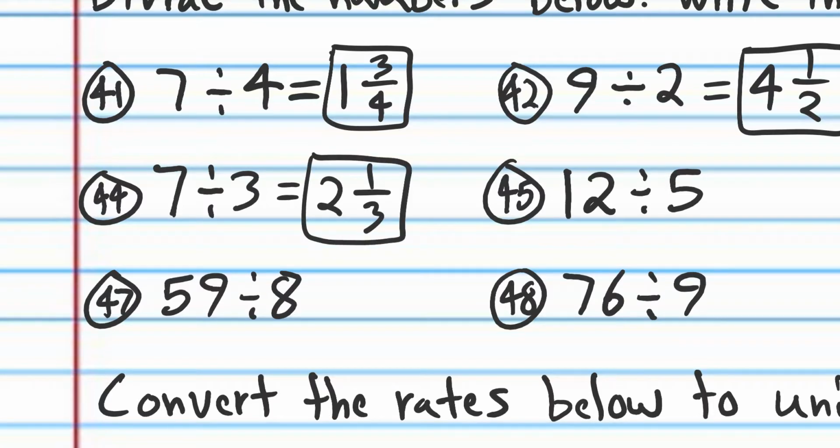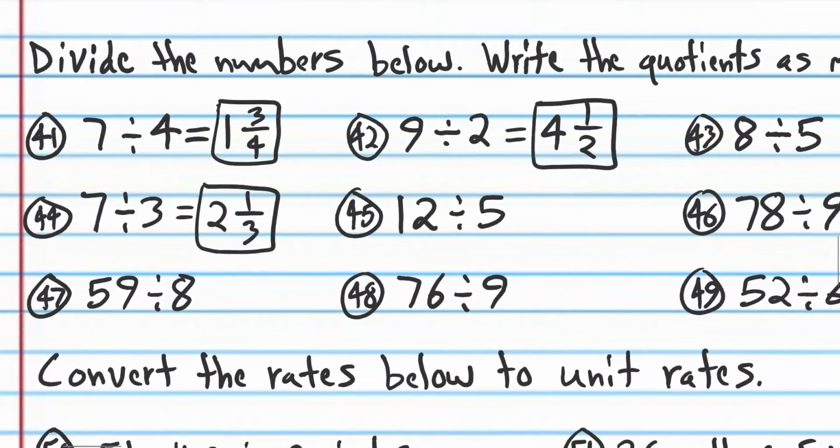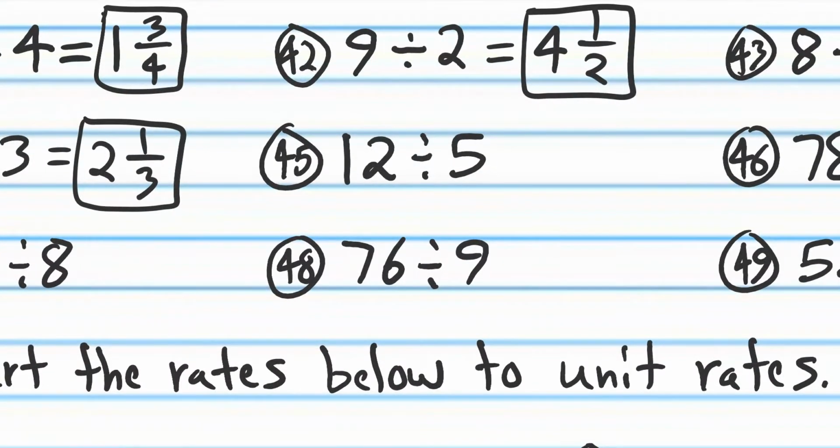So you could say 3 goes into 7 2 1/3 times, but really a better way to interpret that is if you divide 7 into 3 parts, each part would be 2 1/3. And that would be the size of each part. All right, so if you got 2 1/3, good job. Try number 45, and when you come back, we'll do it together.